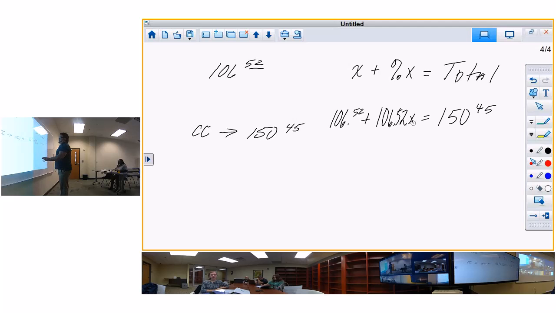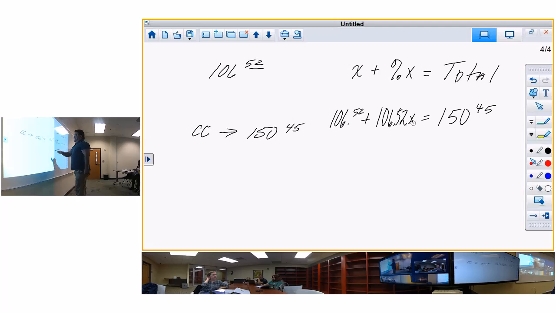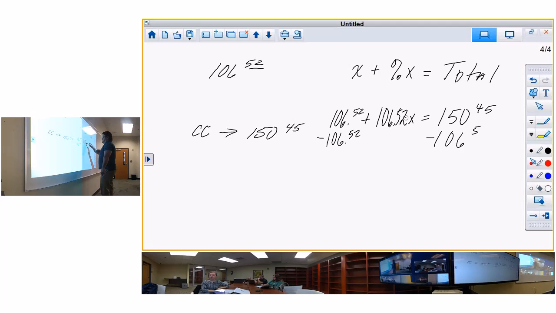So how do you get rid of adding 106 point blah blah blah? You got to subtract. Because this is multiplication right here. Okay, so somebody take your handy dandy calculator and subtract that for me. And I get 106.52 times x is equal to, what is this? 43.93? Yeah. Everybody get that?